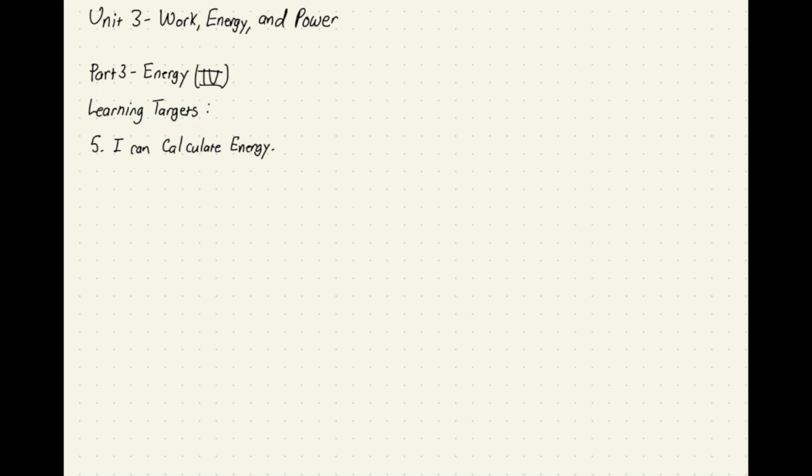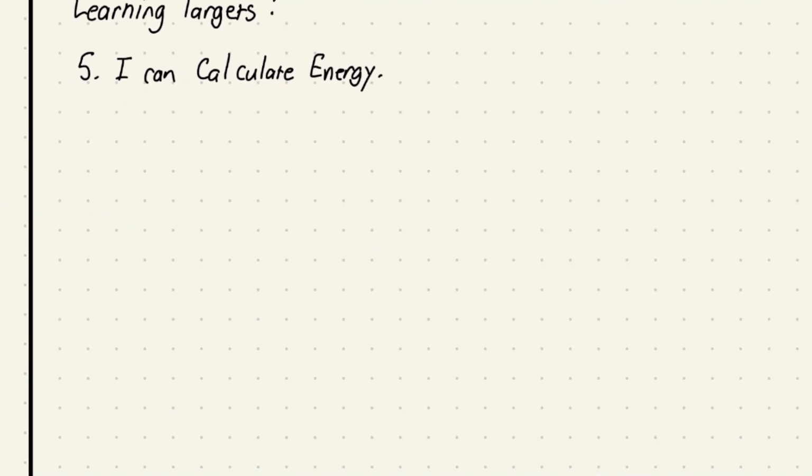This is part 3. We're still talking about energy, kind of an introduction to energy, and the learning target is: I can calculate energy. So I'm sure you can guess that this means we're going to do a couple of practice problems. These should be pretty quick. They shouldn't take too long and they should be pretty straightforward. So we'll do problem number 1.